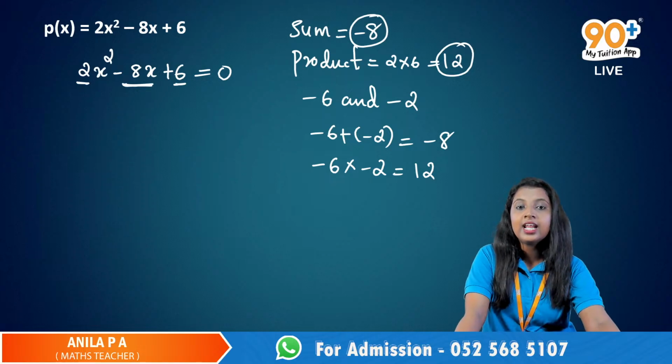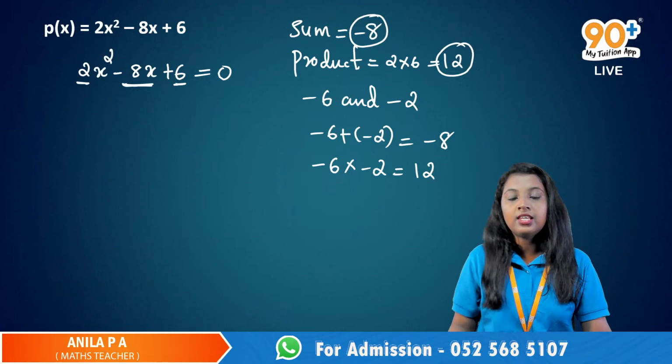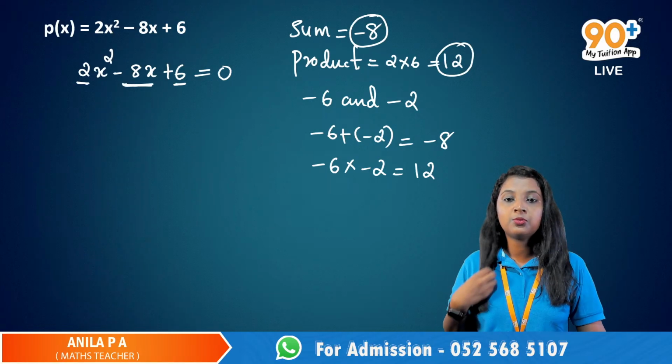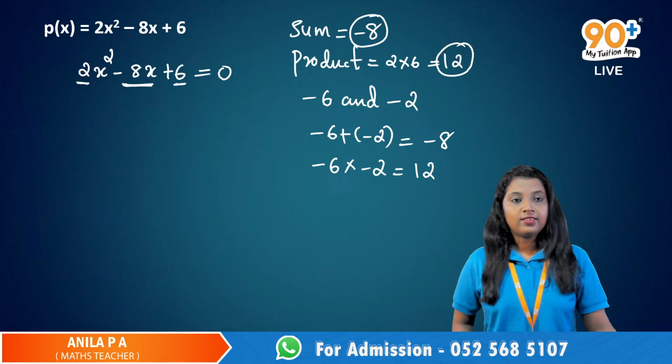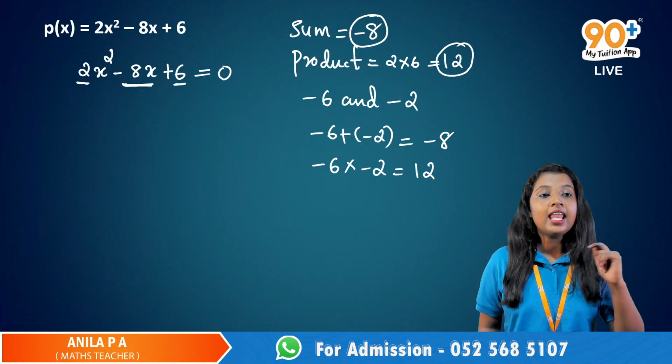So the numbers are negative. If you have any doubts and answers, please send it to classroom. So minus 6 into minus 2 is 12. So the numbers are negative 6 and negative 2.